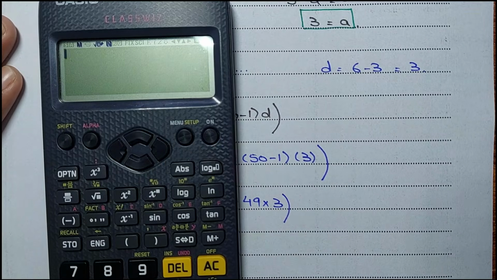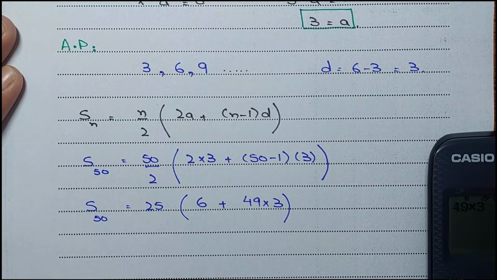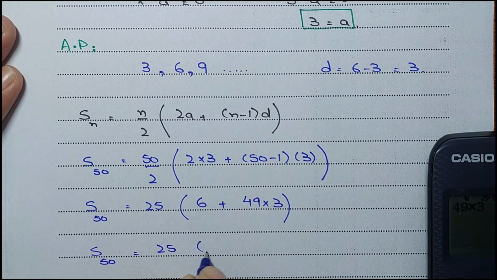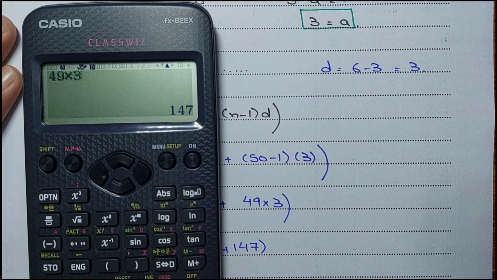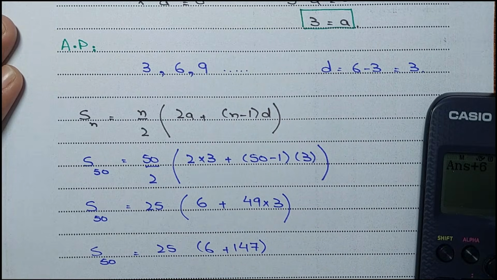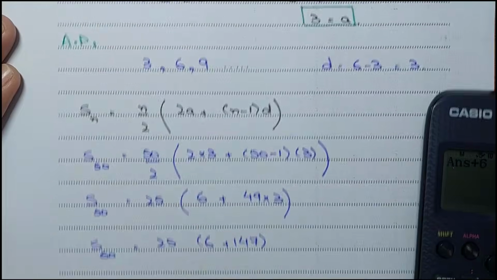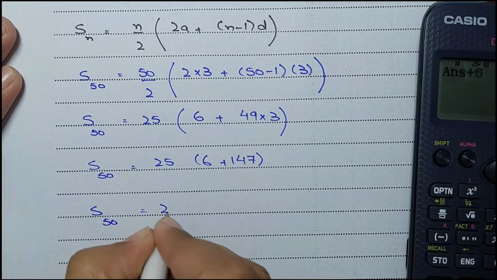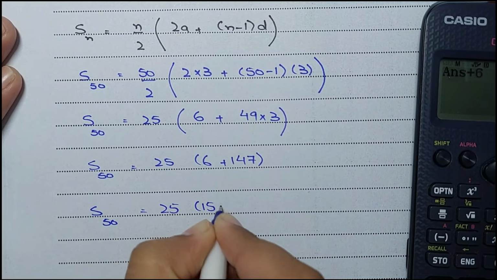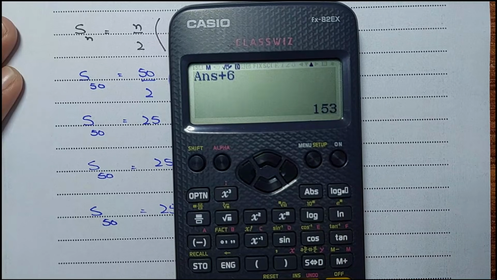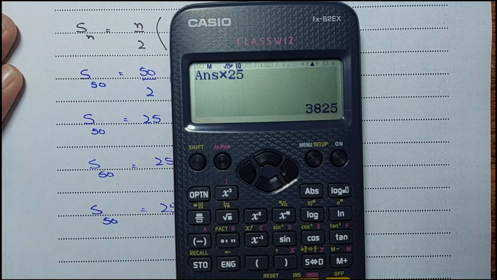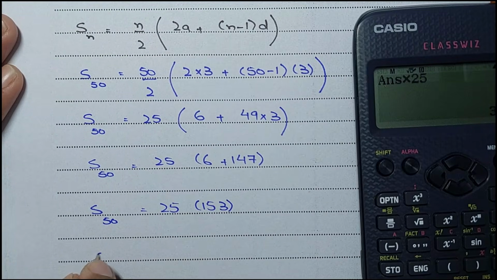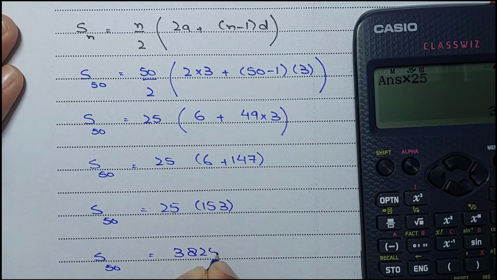What is 49 times 3? 147. So S50 is 25 into (6 plus 147). 147 added to 6 is 153. So S50 is 25 into 153. Taking the product, 153 times 25 is 3825. S50 is 3825.